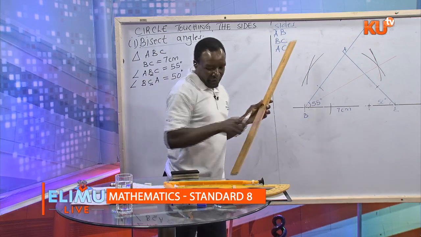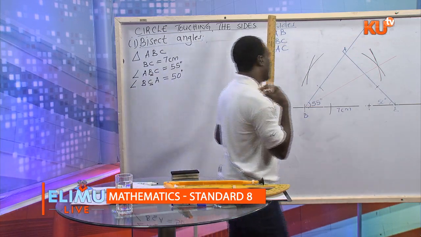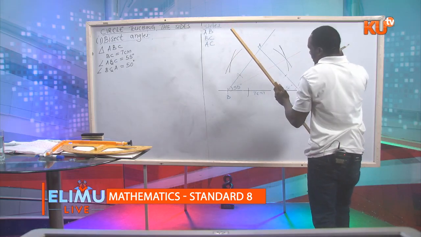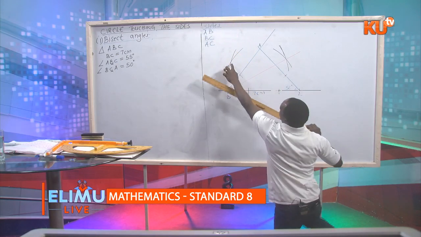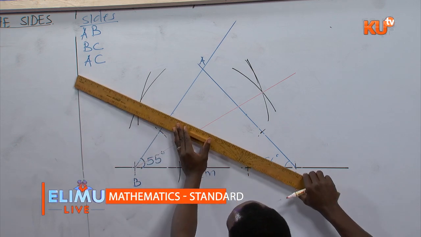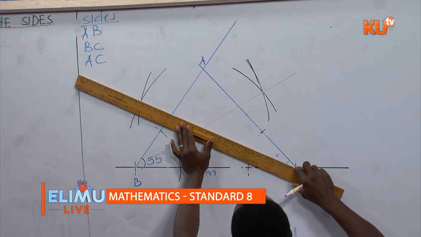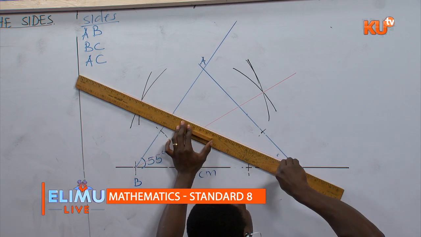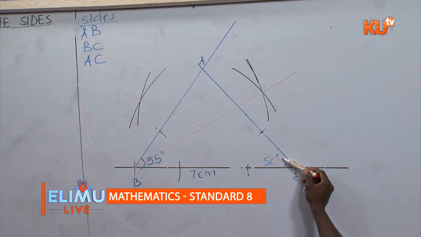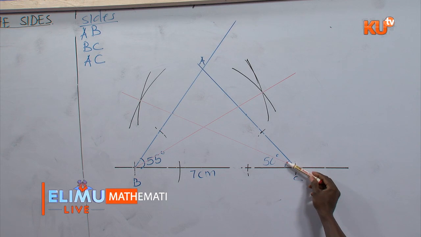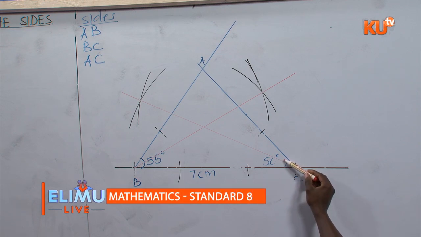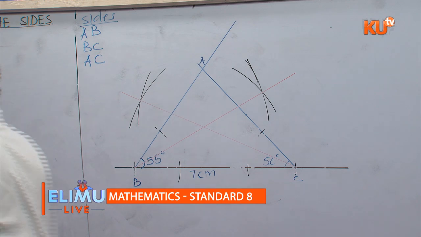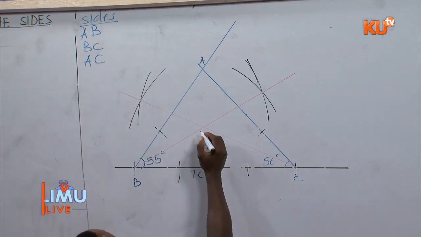uchukue a different color, even if it is a biro. Ukuje hapa, mahali hizi line zimekutana, hapo wekele, and then here on point C, then you draw. You can see I have bisected this angle into two. Hii na hii ukipima, you will get this one is 25, this one is 25. And you can see where our perpendicular bisectors have met here. Call this point O.